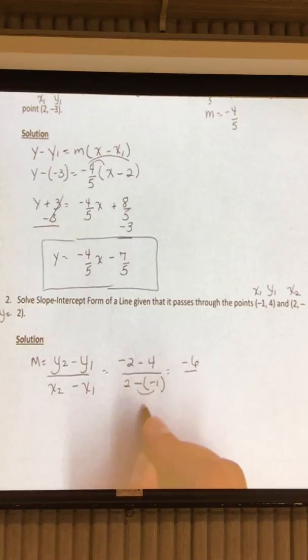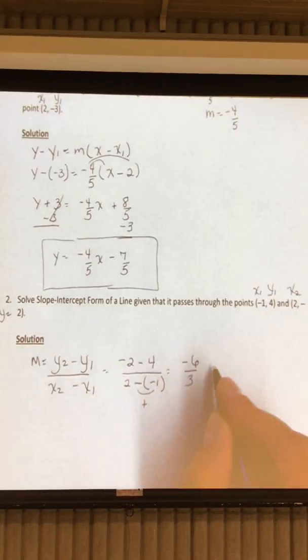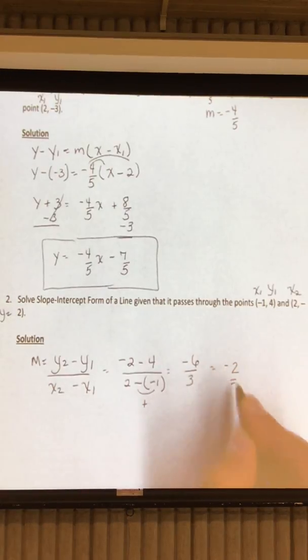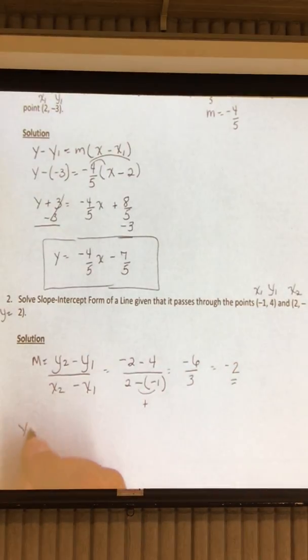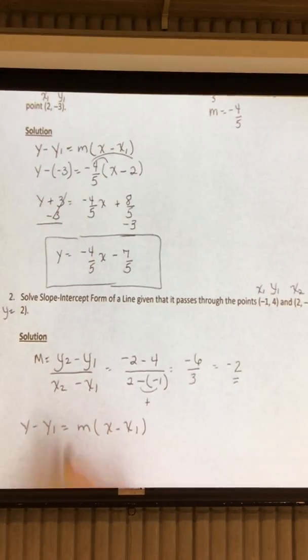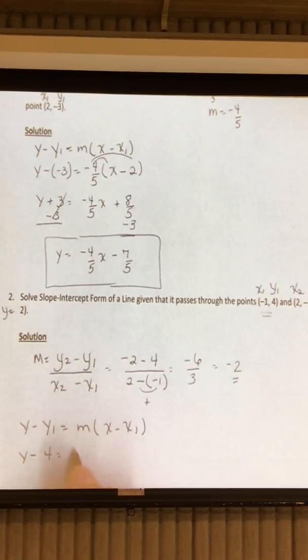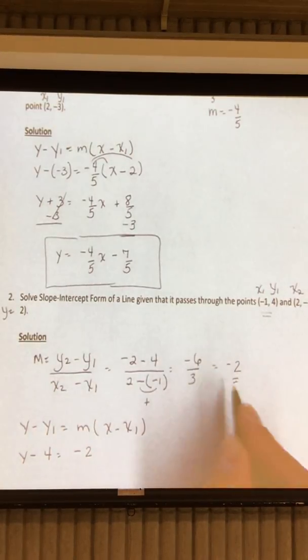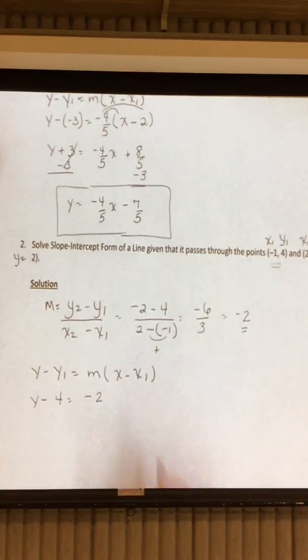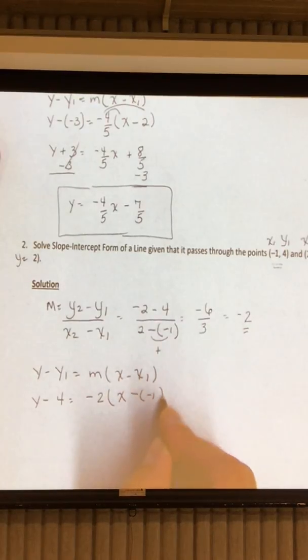And here you have a negative times a negative, which becomes a positive. So 2 plus 1 is 3. Therefore, our slope is -2. So let's use our point-slope formula to find our equation. So again, remembering our first point here, y minus y1, which is 4, is equal to m, which we just solved to be -2, times (x minus x1), and x1 is -1.